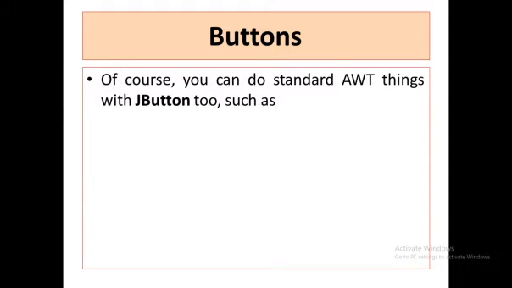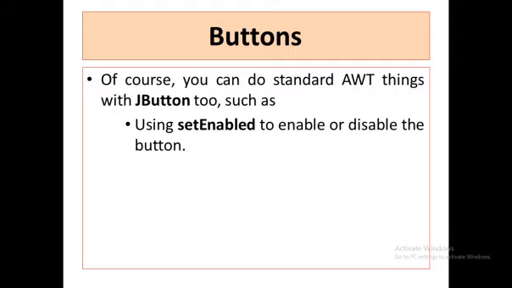Of course, you can do standard AWT things with a JButton too. It means we can perform the standard operations that we perform with the AWT component, that is the Button class. That is also possible with a JButton, like using setEnabled to enable or disable the button. It means that particular button is active, or we want to activate or deactivate it. We can activate or deactivate that button by using setEnabled.